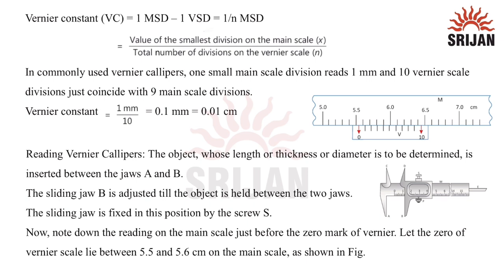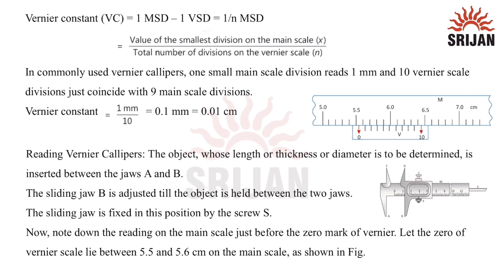Now how will you read the vernier calipers? The object whose length or thickness or diameter is to be determined is inserted between the jaws A and B. Now the sliding jaw B is adjusted till the object is held between the two jaws. The sliding jaw is fixed in this position by the screw S.